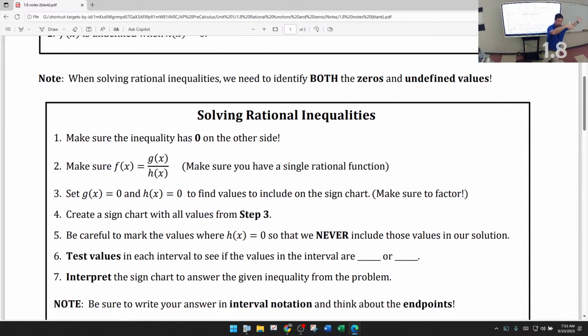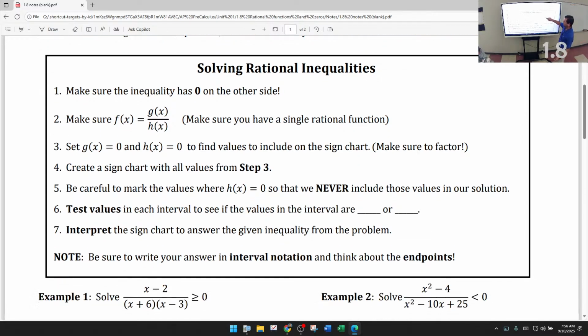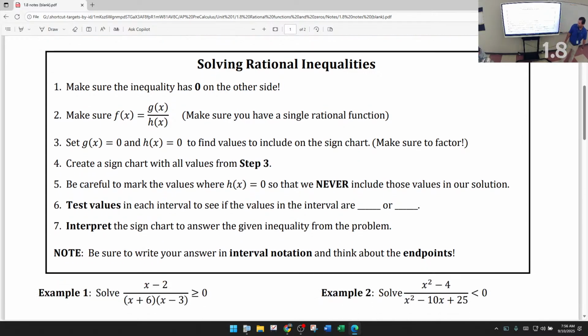Again, some of that's future. When solving rational inequalities, now this is new because you did not do this in Algebra 2. With rational inequalities, we need to identify both the zeros on top and the zeros on bottom. So we need to identify the zeros and the undefined values. We've got to identify both of those. So here's how you're going to solve inequalities. This is a step-by-step that tells you to do it in 7 steps, but don't make it near that hard, because it's not.